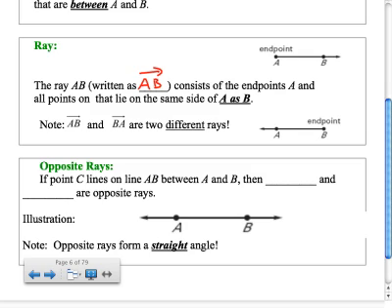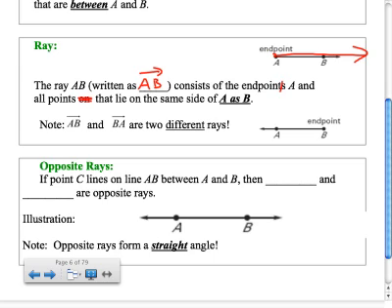It consists of the endpoint A and all the points on, geez, one word screws up everything. Sorry about that. And all points that lie on the same side of A as B. So in other words, you start at A, you go in the direction of B, and you include any and all points in that direction. And again, note AB and BA are 2 different rays.